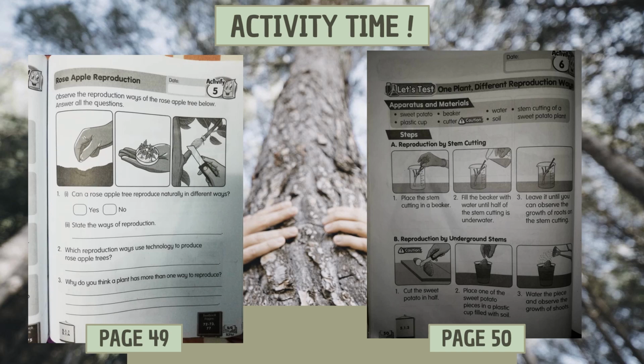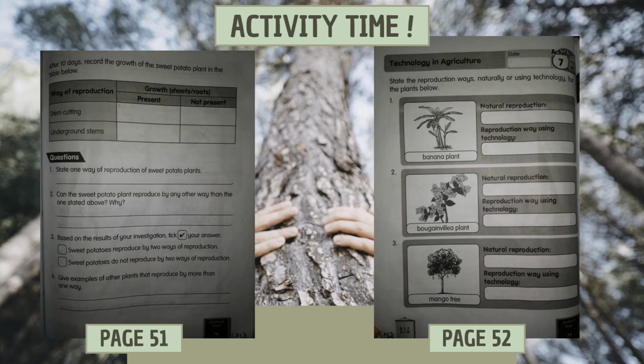And then turn to page 50. There is an experiment. I want you to read it and look at some videos of it. Find some videos of it on YouTube about sweet potatoes that can reproduce through stem cutting and underground stems. Then answer the question on page 51. After you watch the video, answer the question.